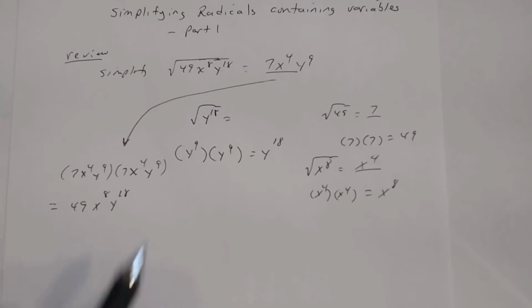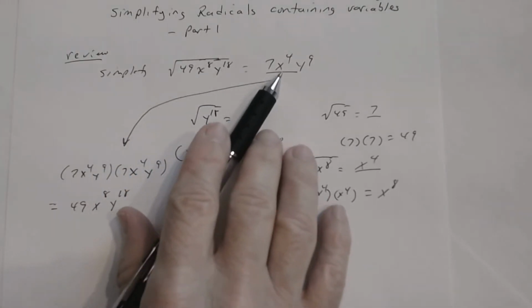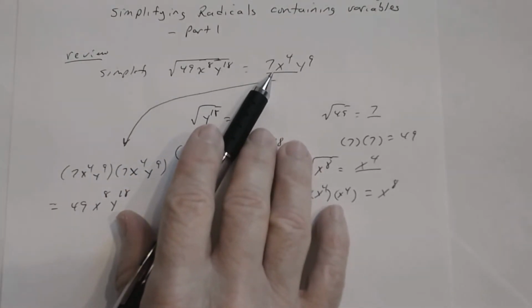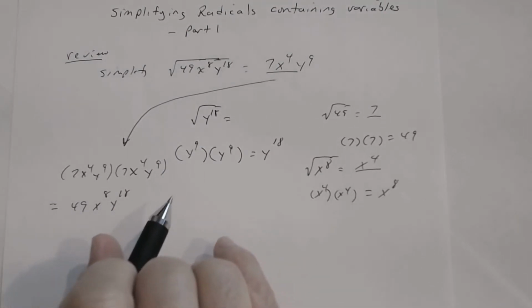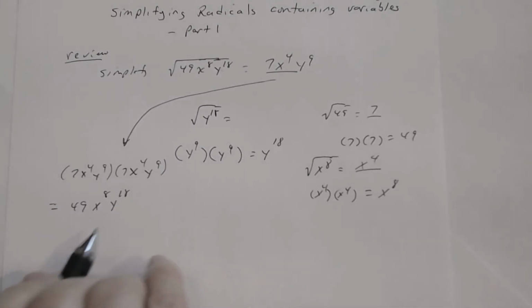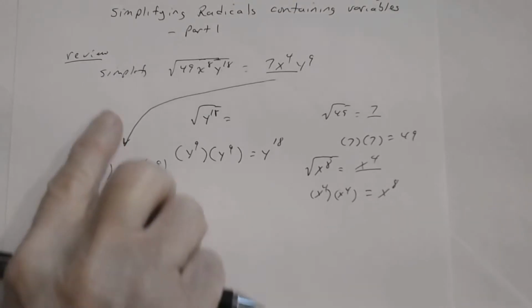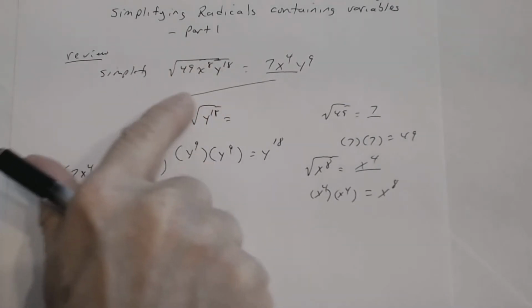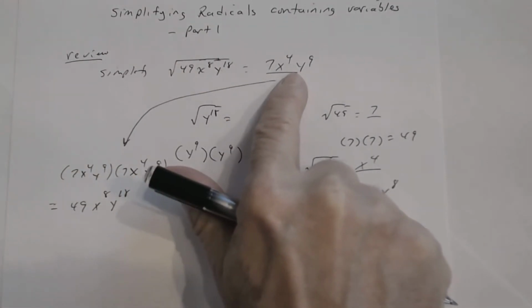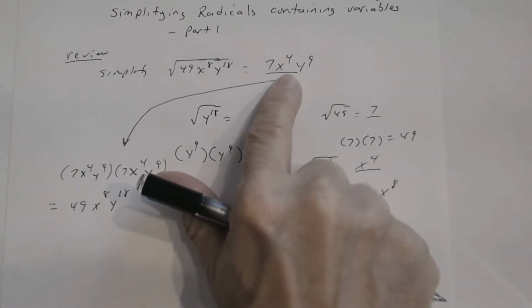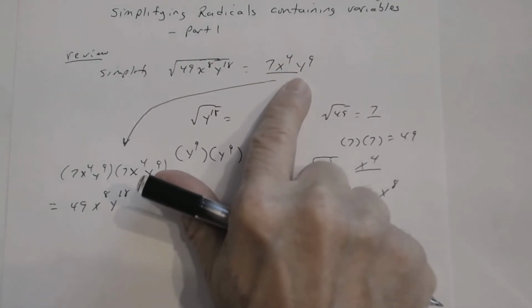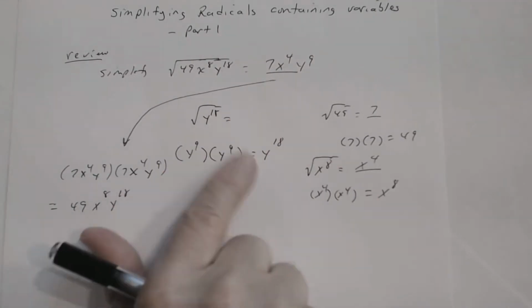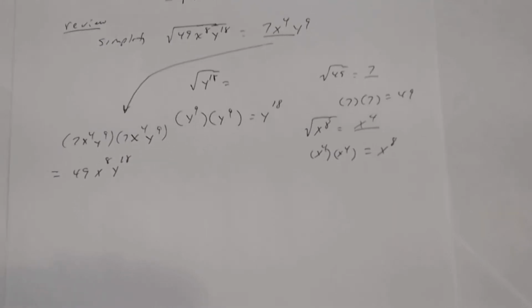Now again, we're assuming that all these variables represent positive numbers, so we don't have to worry about absolute value any further. We're done with that idea. Okay, so that's what we did in the previous lesson. Notice that when I simplified the square root, I didn't have any square roots left in the answer. There were no square roots in the answer, right? Now we're going to get to the situation where that's going to change.